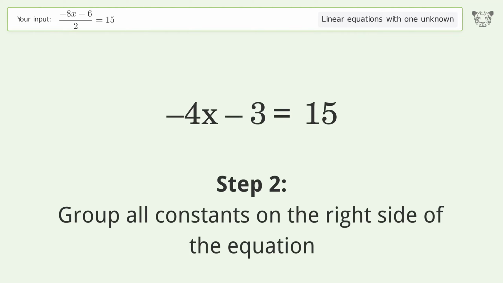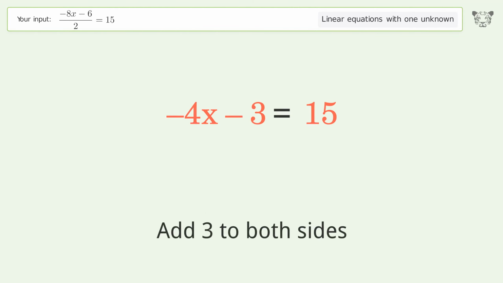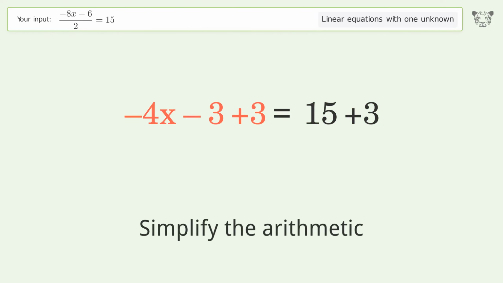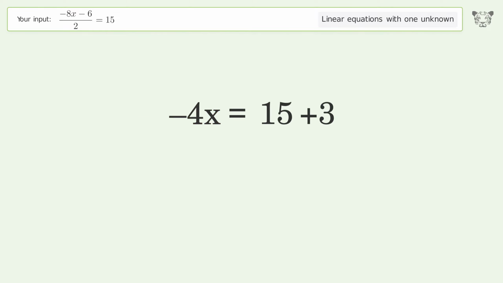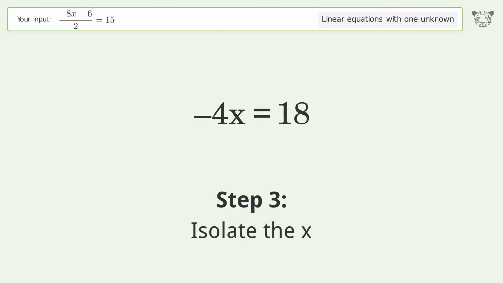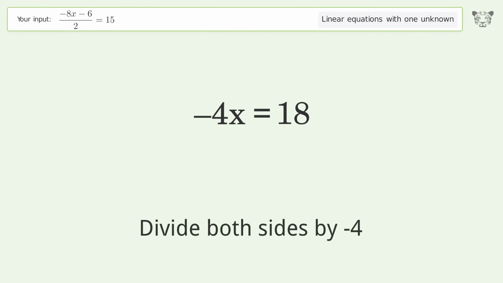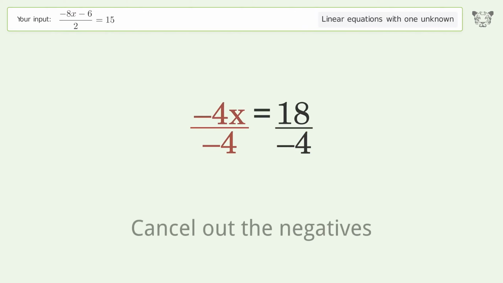Group all constants on the right side of the equation. Add 3 to both sides. Simplify the arithmetic. Isolate the x. Divide both sides by -4. Cancel out the negatives.